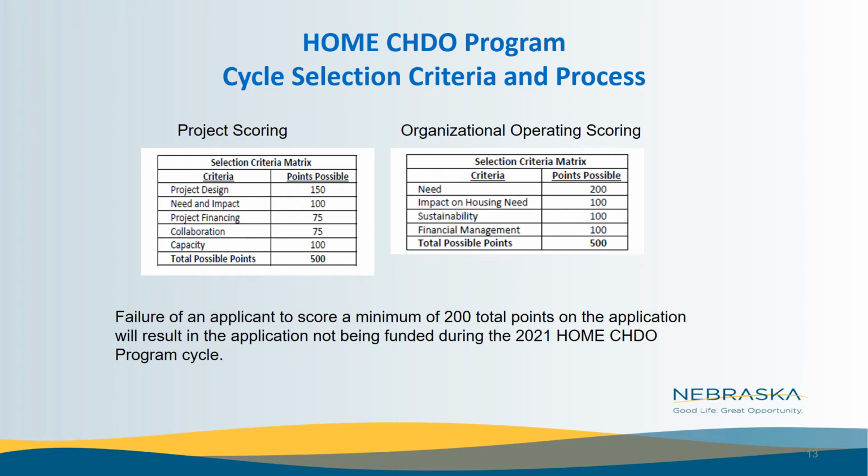The scoring for the two applications is listed here and also in your guidelines. On the left shows the project scoring, the criteria, and the possible points for each section. And then on the right is your organizational operating scoring, the criteria, and the possible points for each section. Failure to meet a minimum score of 200 points will result in the application not being able to be funded through the program cycle.